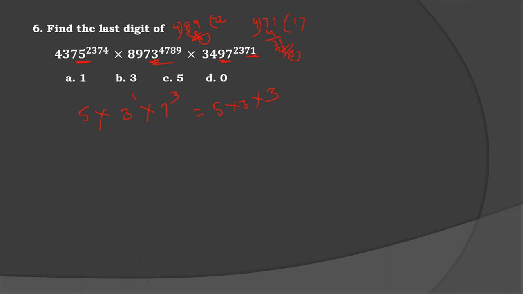Then 5 into 3 into 3 is 45. Finally the unit digit equals what? 5. Finally, the unit digit equals 5. Clear? Then next one. I hope all of you are clear about it.